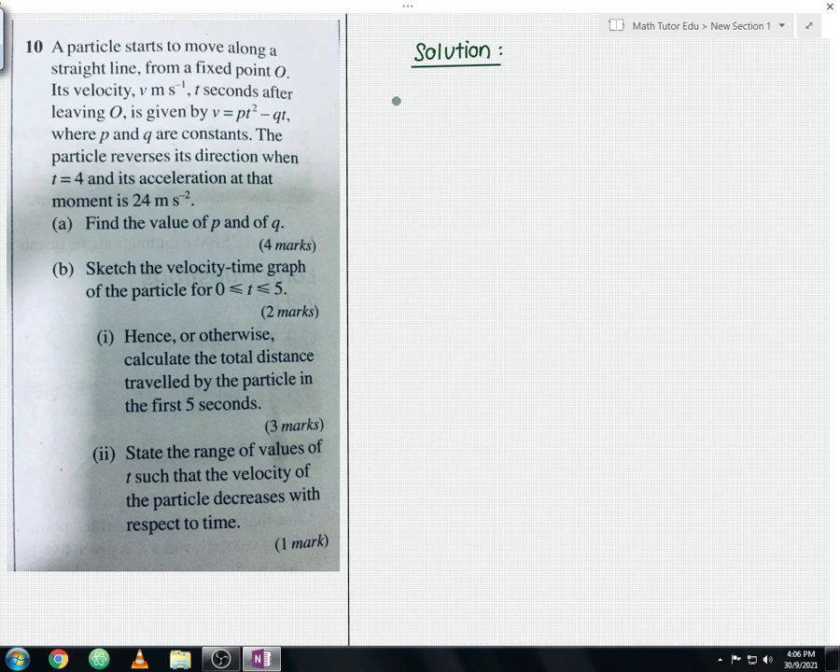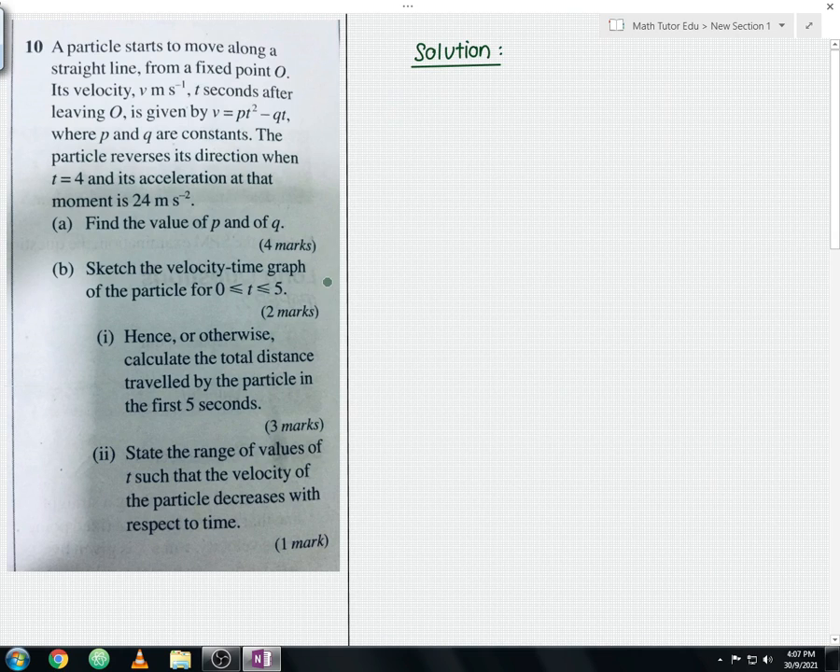Okay, let me read the question now. A particle starts to move along a straight line from a fixed point O. Its velocity v meter per second, t seconds after leaving O, is given by v equals pt squared minus qt, where p and q are constants. The particle reverses its direction when t equals 4 and its acceleration at that moment is 24 meter per second squared. So for question part A, find the value of p and of q.